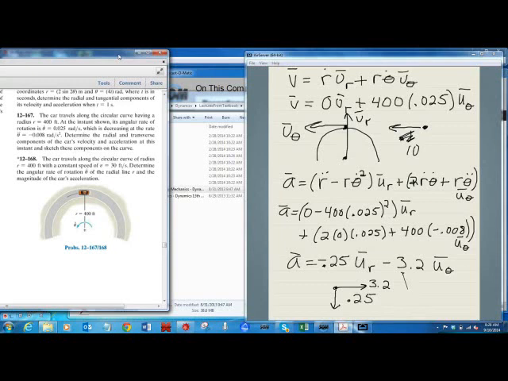The acceleration is 3.2. That's the tangent direction. Is 3.2 speeding up or slowing down? Slowing down, because he was going 10 to the left and he's accelerating 3.2 to the right. If you wanted to be precise, you'd say he's decelerating. Decelerate simply means you're slowing down. Accelerate just means that you're changing your velocity. That's all it means.